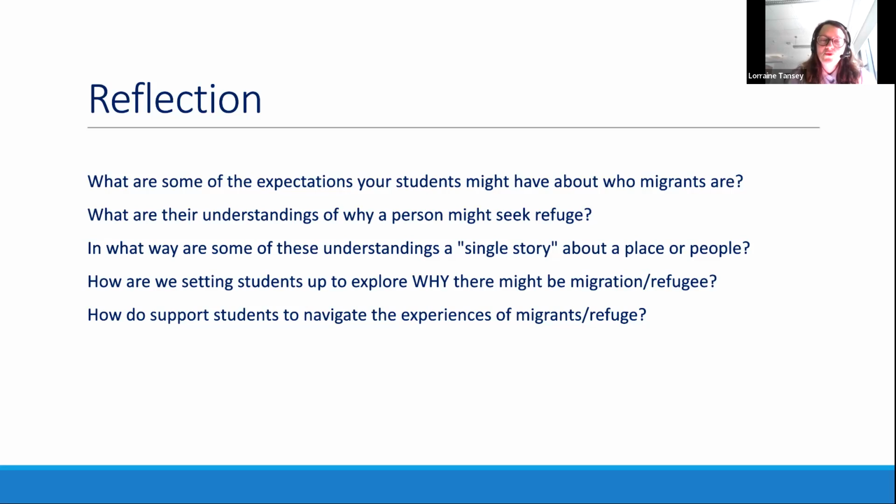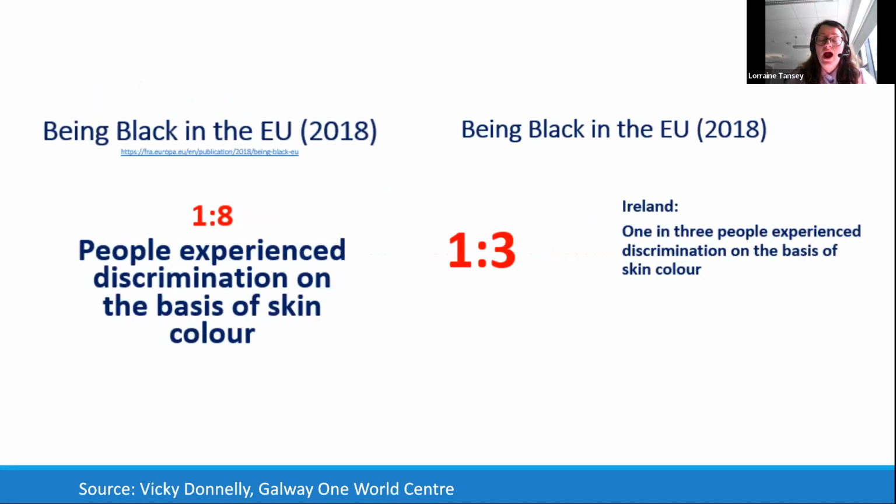So reflecting with your students, in what way are their understandings a single story about a place or a person, and how are we setting students up to explore why and navigate those experiences. So if our students are coming in contact with migrant and refugee communities and they're expressing to our students that they've experienced racism or discrimination, or maybe our students are feeling it or seeing it, then how are we equipping our students to deal with that? And I suppose the evidence is there. 1 in 8 people are discriminated against on the basis of skin color. In Ireland, it's 1 in 3.